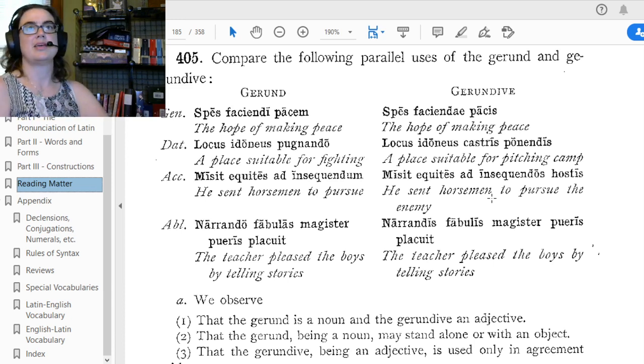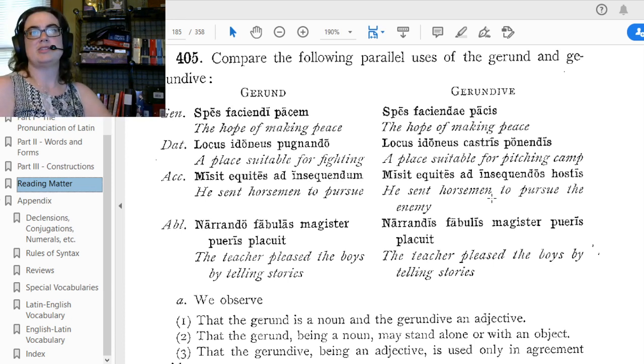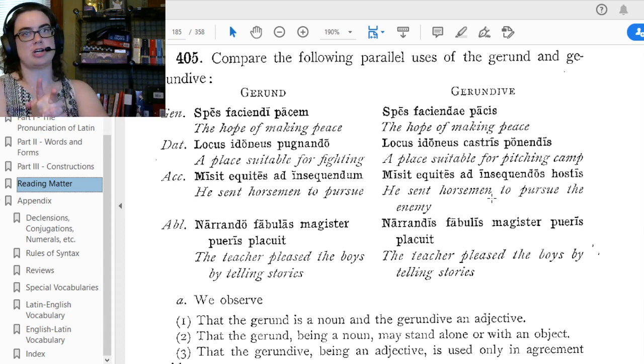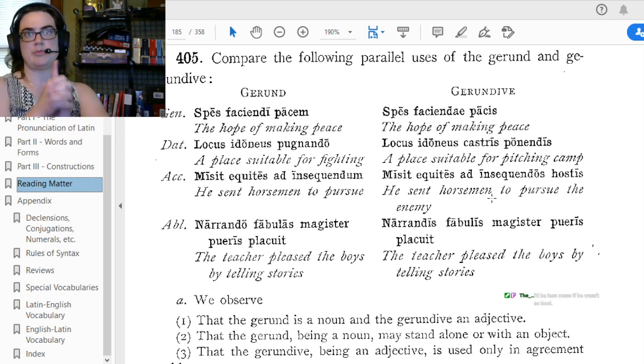Okay. All right. Misit equites ad insequendum. He sent horsemen to pursue, in order to pursue, ad insequendum. So here's actually a very important use of the gerund. Ad plus an accusative gerund gives you a purpose clause. He sent horsemen for the purpose of, in order to pursue. Ad plus gerund. There are other ways to set up purpose, but this is very popular.